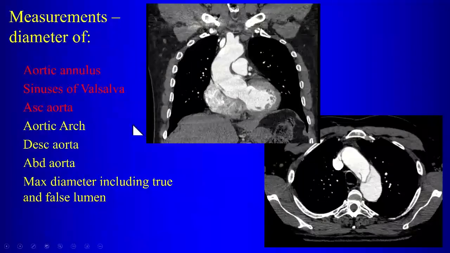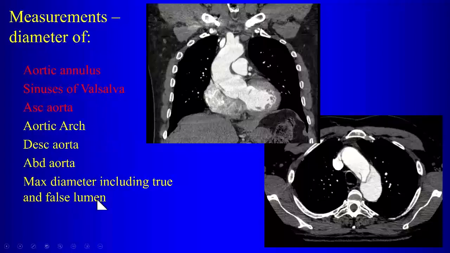We also want to take measurements. So we want to measure the aortic annulus, that's down here where the valve is. And these measurements in red are measurements that you should take on coronal views because of the course of the aorta. It's going to be harder to take these on the axial views. It will artifactually enlarge the measurement. So you don't want to take these particular measurements on axial views. Coronal views or sagittal views sometimes are best for these measurements. For the aortic annulus, sinus of Valsalva, and the ascending aorta, coronal views are best.